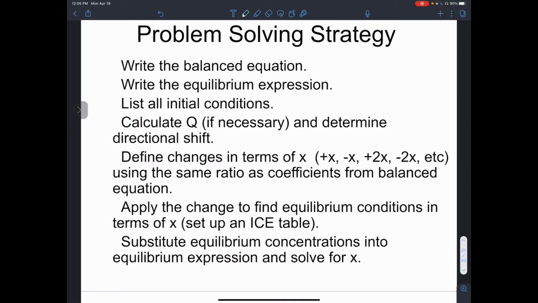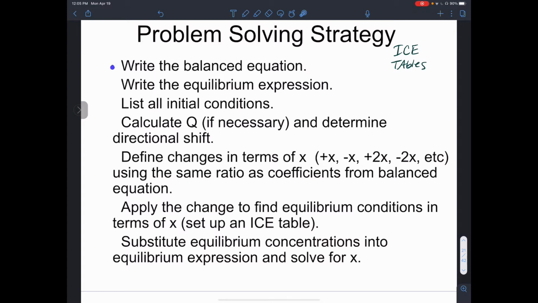Sometimes instead of being given all of the equilibrium concentrations and being asked to find K, you'll be given K and asked to work backwards and find the equilibrium concentrations. And here's a strategy that we use to do that. The problem-solving strategy that we use is often referred to as ICE tables. And you'll see how that acronym comes together in just a minute.